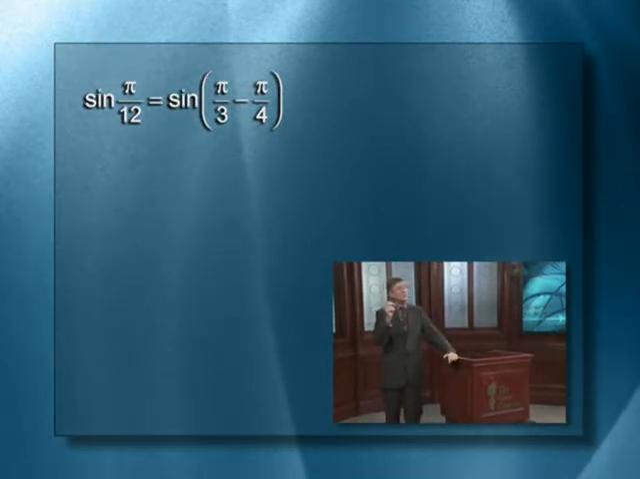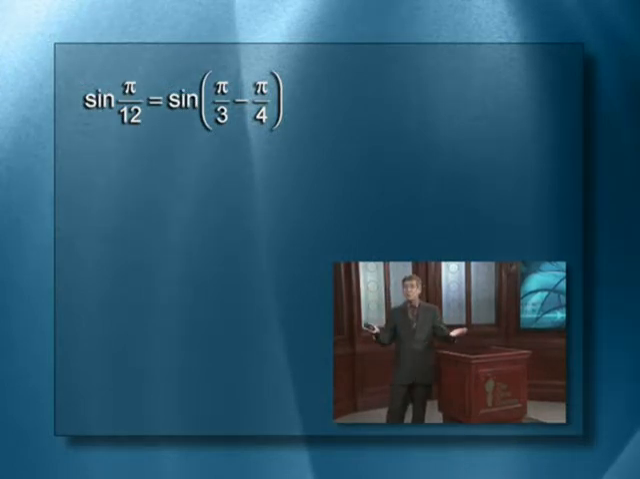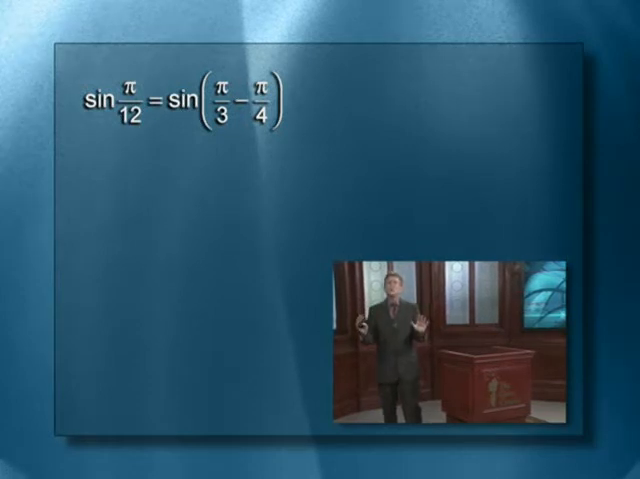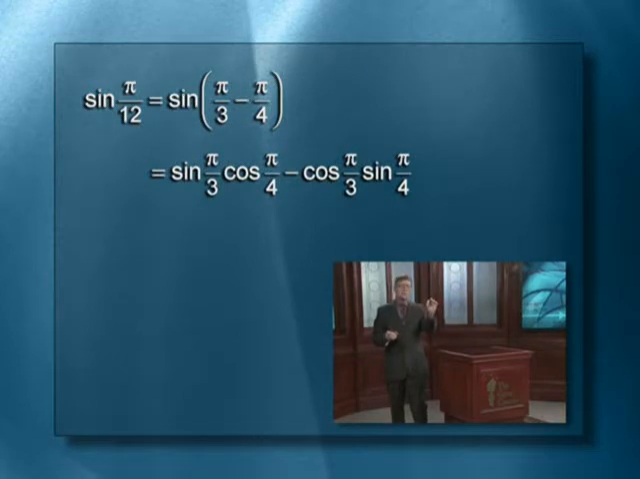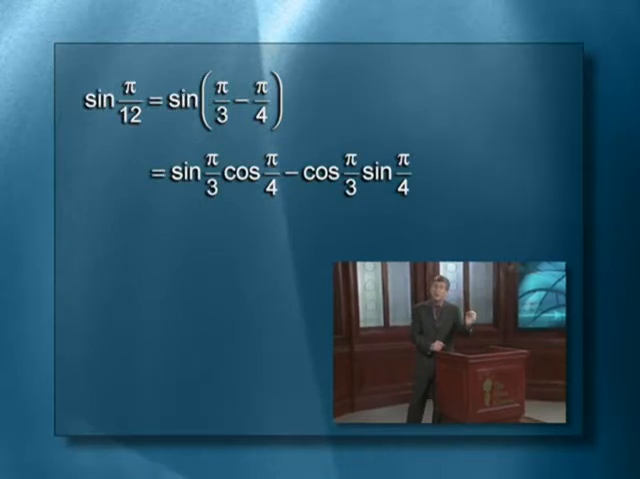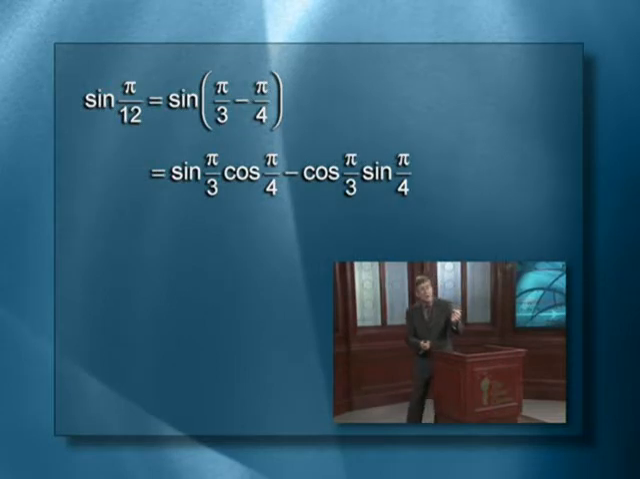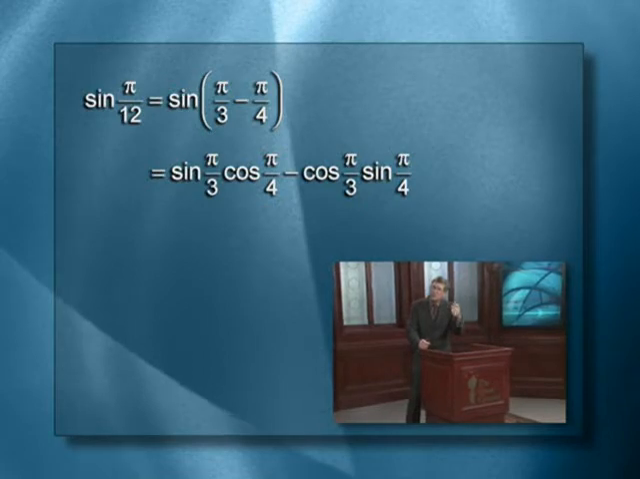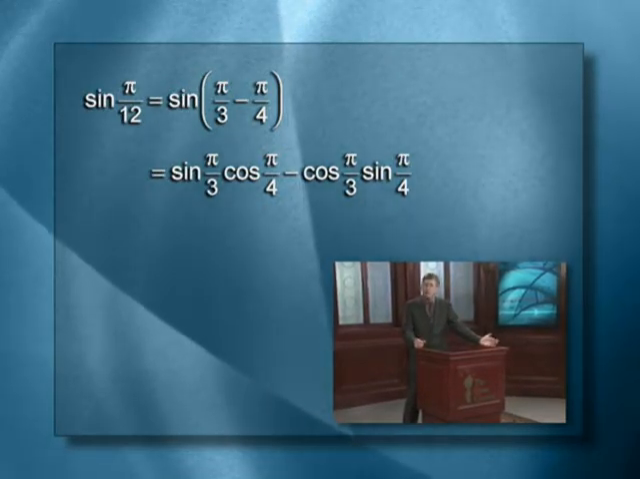So sine of pi over 12 is the same as sine of pi over 3 minus pi over 4, and that's the sine of a difference of two angles. We can use our new formula. Here it goes. It's sine of the first, cosine of the second, minus cosine of the first, sine of the second. In other words, it's sine pi over 3, cosine pi over 4, minus cosine pi over 3, sine pi over 4. And these angles, pi over 3 and pi over 4, are friendly angles, angles that we know about.